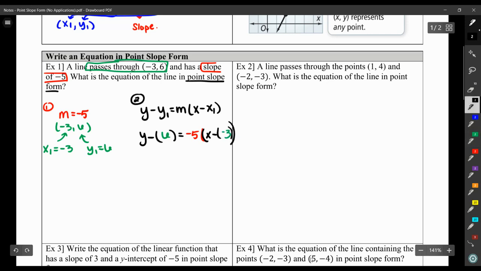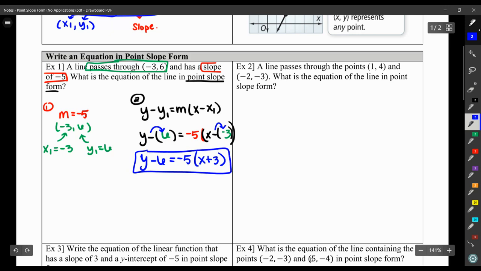And once we have everything plugged in, let's see if we can clean this up by maybe distributing negatives. So if I distribute a negative here, a negative and a positive will make a -6. -5 stays on the outside, and then negative times -3 is going to be a +3. And this is the point slope form right here. This is it. This is point slope form.